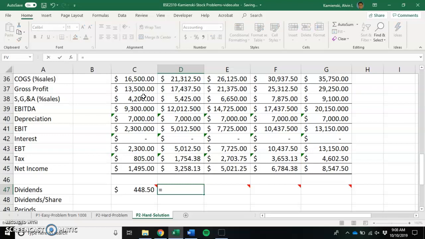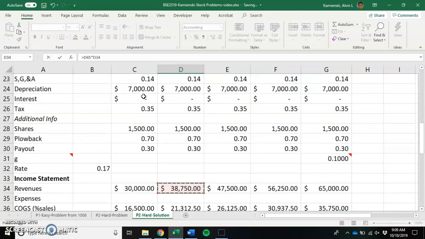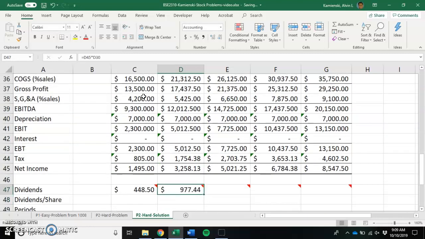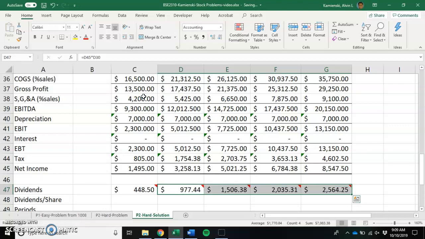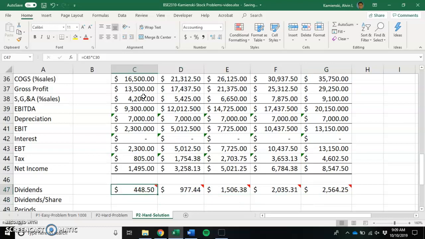How about year 2? If she makes $32.58 and she pays out in total 30% of that to all of her investors, she would pay out $977.44, and etc. until the end, where she would have the ability to distribute $25.64 to her investors. But this is the total amount of dividends.